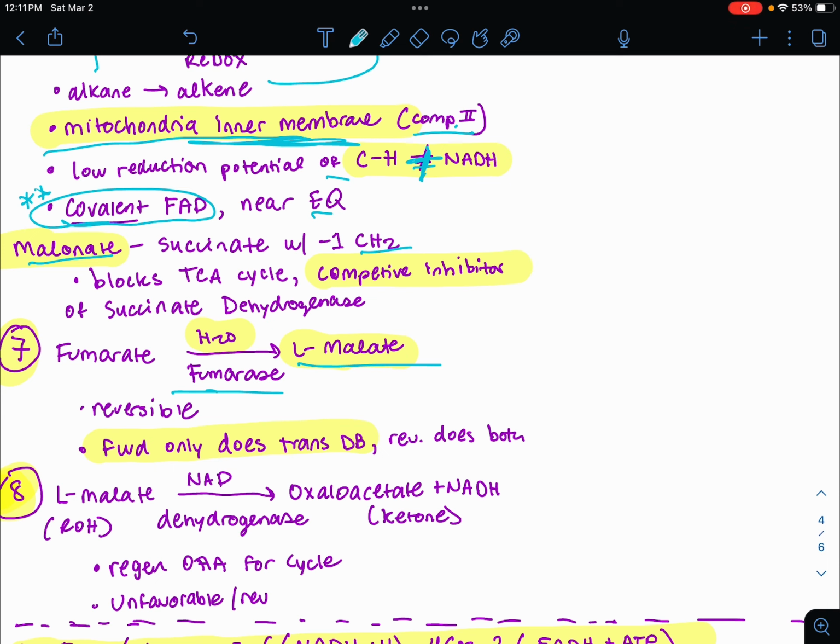So in the reverse, we'll have fumarase acting equally stereospecific. We could have L-malate and D-malate being converted back to fumarate or maleate. However, fumarate, which is the trans double bond, is the only molecule that will be worked on going in the forward direction. So fumarate is trans, then we'll have our fumarase and H2O, and then we'll make L-malate.